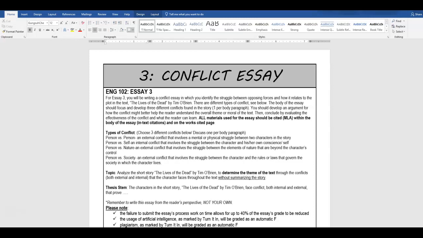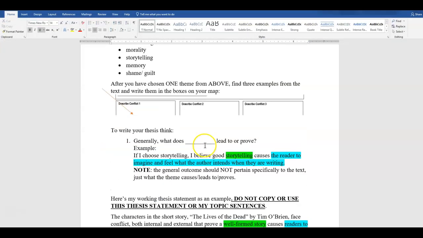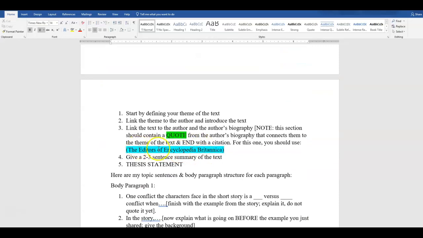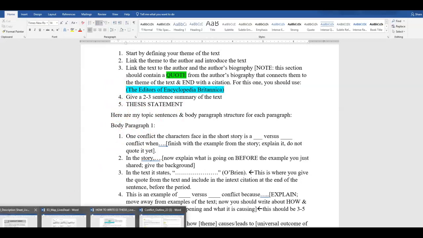overall theme or moral of the text, then conclude by evaluating the effectiveness of the conflict and what the reader can learn. All the materials used for the essay should be cited in MLA within the body of the essay with in-text citations and on the works cited page. Again, if you are using the How to Write guide, this will show you where you must use the in-text citations and what the in-text citation should be where you have it. So just make sure that you're following this How to Write guide at all times.